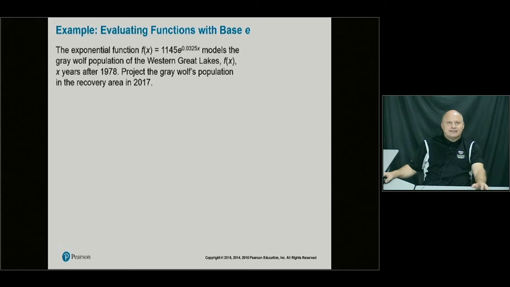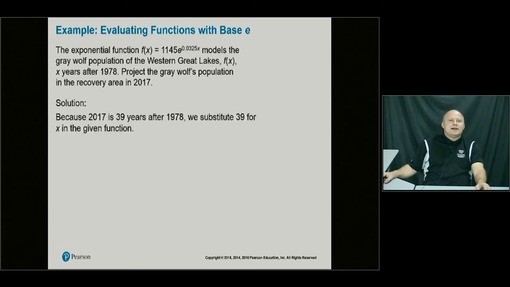Well, you'd subtract 2017 minus 1978, which is about 39, maybe? Yep. So because 2017 is 39 years after 1978, we substitute 39 in for the x in that given function.